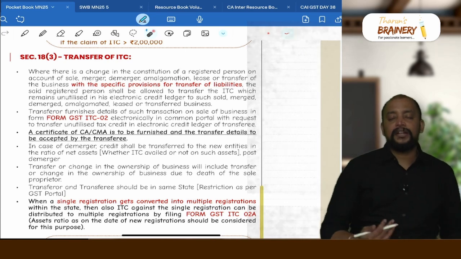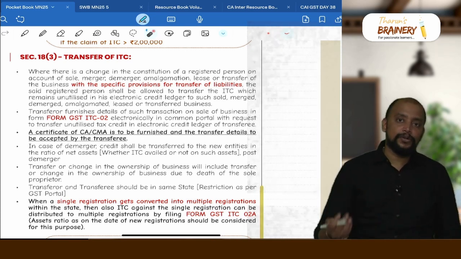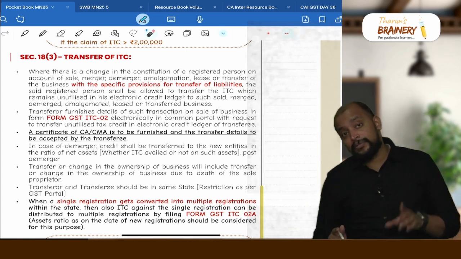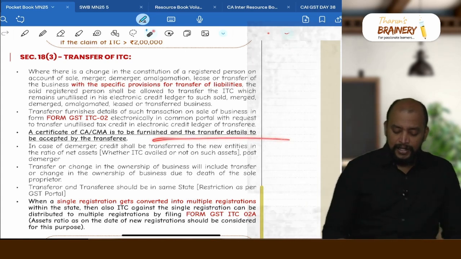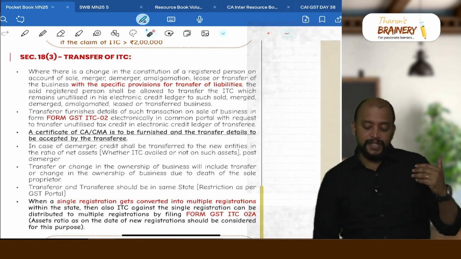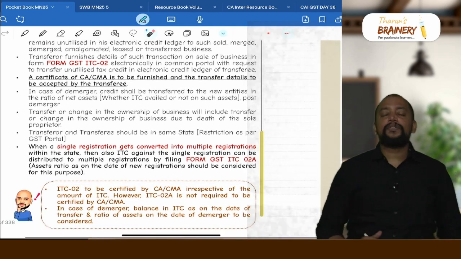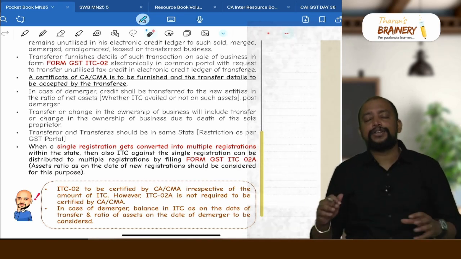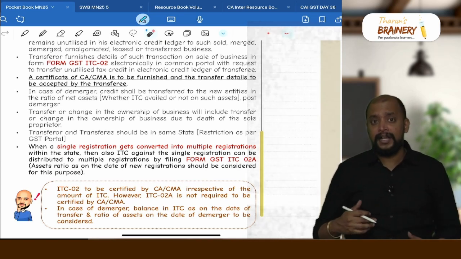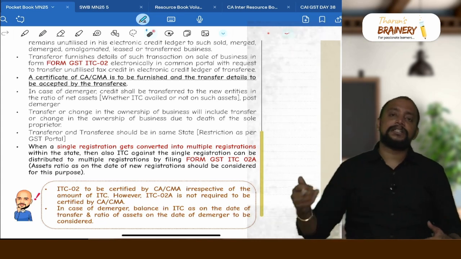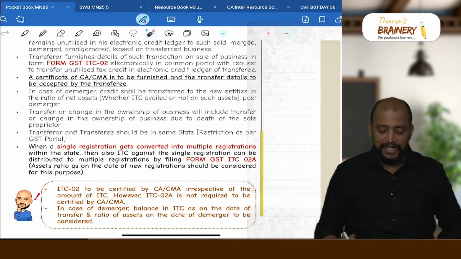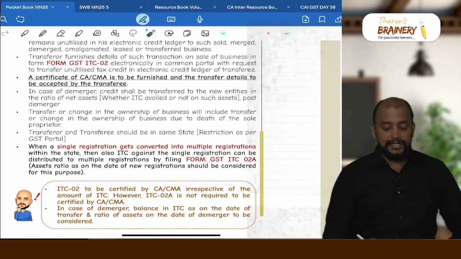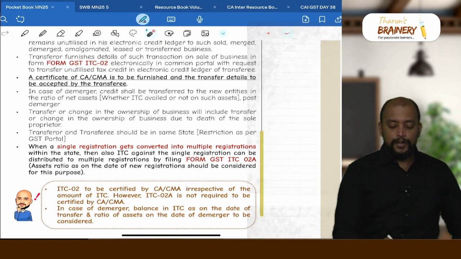The transferor should furnish a form ITC-2, and the transferee will accept that, and therefore ITC will be transferred. Here remember, we need to get a CA/CMA certification that the transfer of business is with specific provision for transfer of liabilities. What will happen in case of demerger? From a single unit it is going into 2 units, so we need to take the ratio. What ratio? Assets ratio. Total assets, whether ITC was availed or not on that asset. In case of demerger, credit shall be transferred to the new entities in the ratio of net assets, whether ITC availed or not on such assets, post demerger.